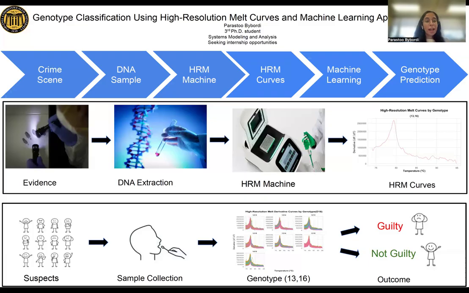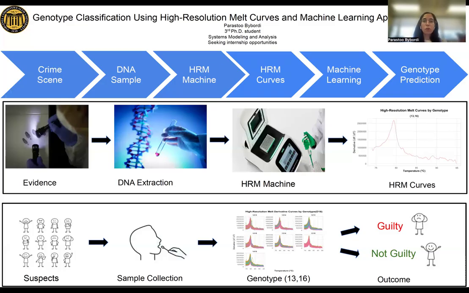So let's start. Starting at a crime scene, we have evidence, and this evidence has DNA samples. So the investigators extract these DNA samples, amplify them, and run them through a machine called an HRM machine. These instruments slowly melt the DNA and measure the changes in fluorescence as the DNA strands separate. The result is going to be a curve like this, as you can see on the right. Each person has a curve as a distinct genotype.